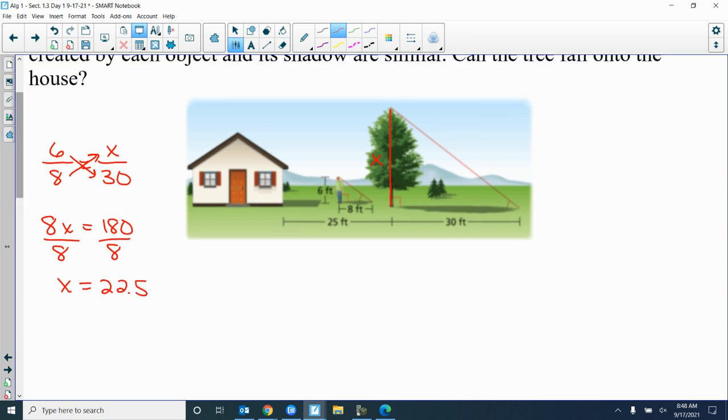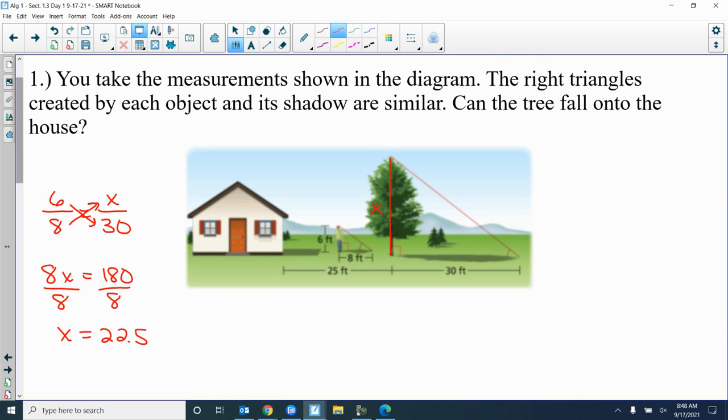Now, if you just go on to the next problem, can I count this right? No, because what do you still have to answer? Can the tree fall onto the house? Okay, will it? No. No, because you have 25 foot.